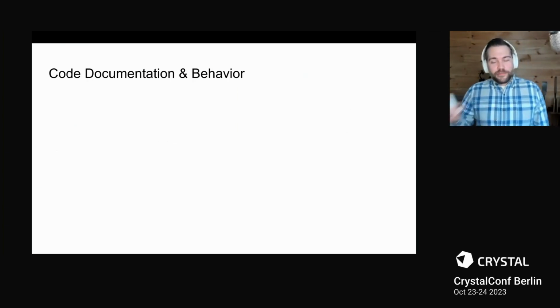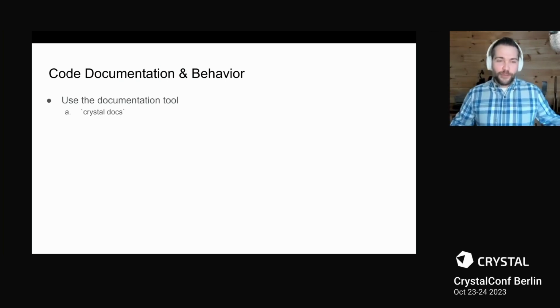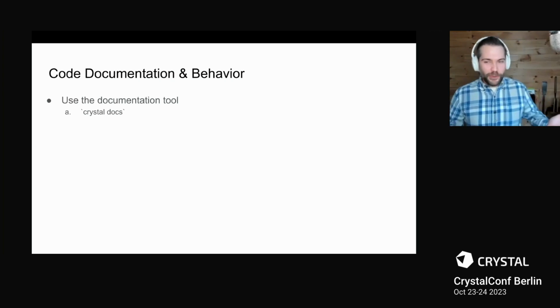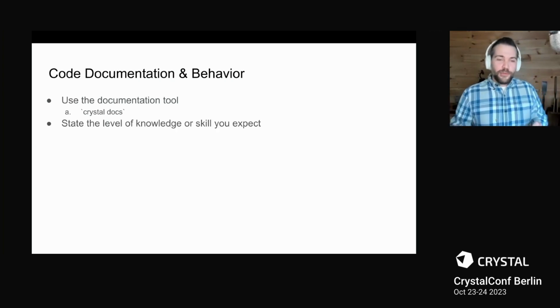All right, so some tips about code documentation and behavior. Use the documentation tool. We have one. It's built into the language. It's beautiful. It's a very simple command. When you're writing documentation, do the reader a favor and state the level of expertise you expect them to have, or at least some ideas of concepts of knowledge.